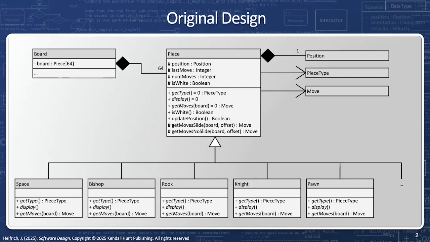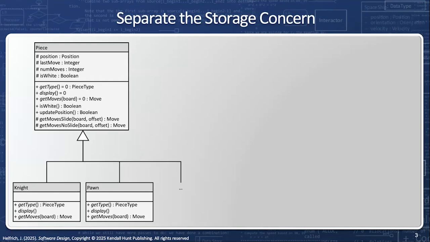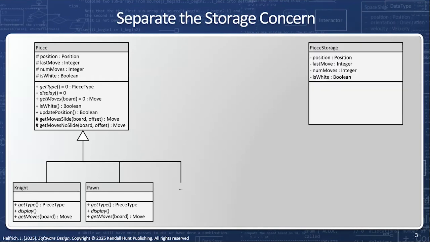Okay, so this is my traditional and straightforward implementation. Observe that the piece class and its derived classes both have a public interface for a board, contain the logic, namely get possible moves, as well as the attributes, namely position, last move, num moves, and is white. Now, what we'd like to do is separate this into the three concerns. My first step is I'm going to create a class called piece storage, and it's going to have four attributes: position, last move, number of moves, and is white.